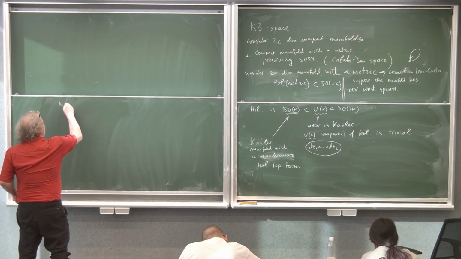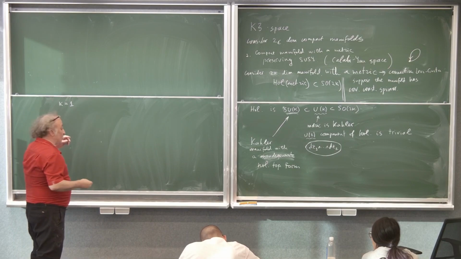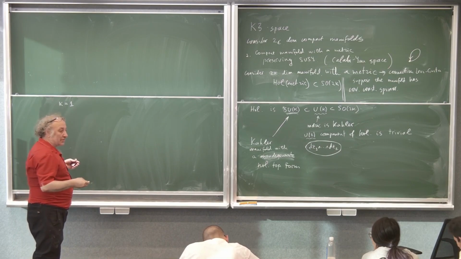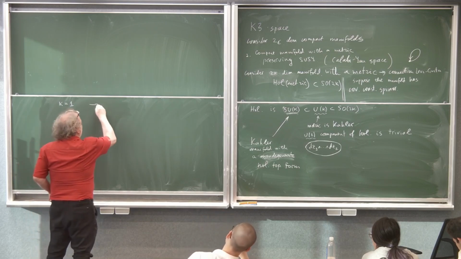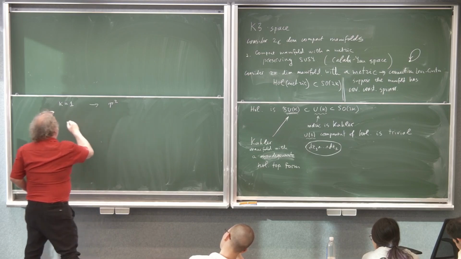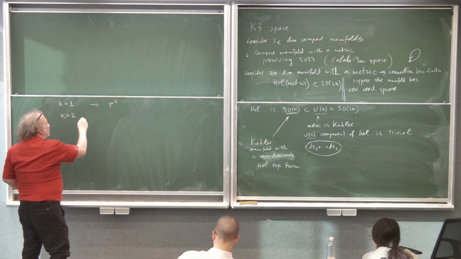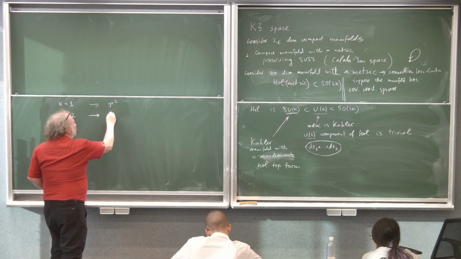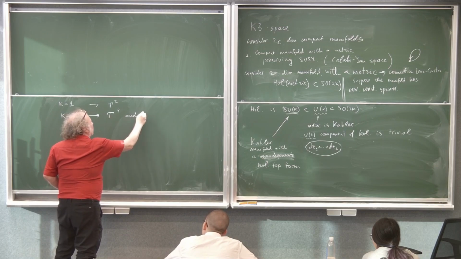So for k equals 1, you see, but I'm not talking about this, I just mention some facts. For k equals 1, the only thing that we have is the two-dimensional torus. For k equals 2, there are two spaces: the four-dimensional torus and K3.